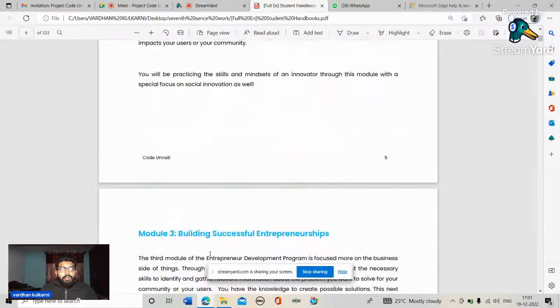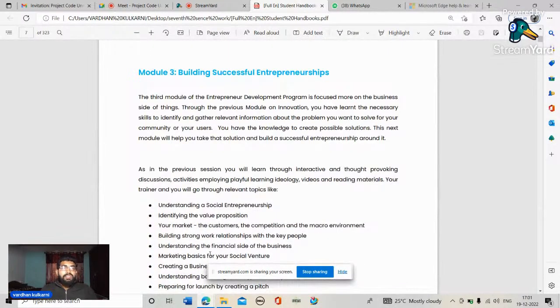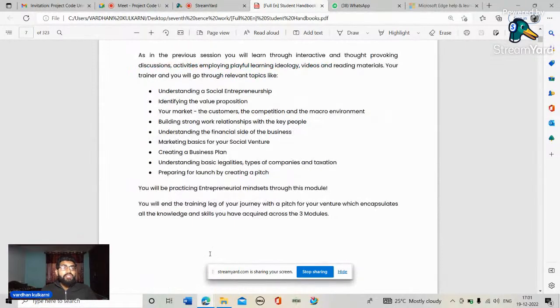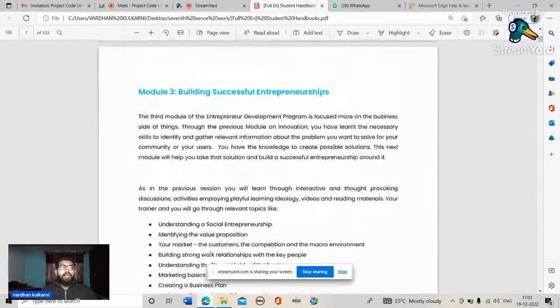Okay. Next, module 3, building successful entrepreneurship. Here we'll be looking into understanding what social entrepreneurship is and identifying the value proposition, your market, the customers, and the competition of the micro environment, building strong work relationships with key people, understanding the financial side of the business, marketing basics of the social venture, creating a business plan, understanding the basic legalities, types of companies and taxation, and preparing a launch by creating a pitch. So this is our module 3.